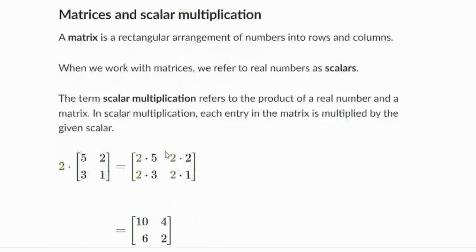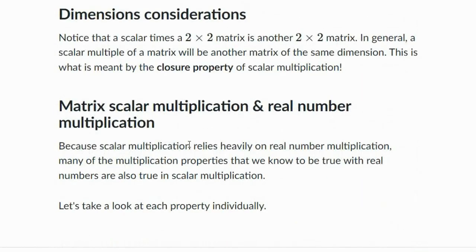So let's look at this. If a scalar times a 2 by 2 matrix is multiplied by a 2 by 2 matrix, you'll get a 2 by 2 matrix. There's no way you can get anything but. A scalar times a 2 by 2 matrix will be a 2 by 2 matrix. This is the closure property. There's no way we can multiply a scalar times a 2 by 2 matrix and get a 3 by 4 matrix. It's not possible.